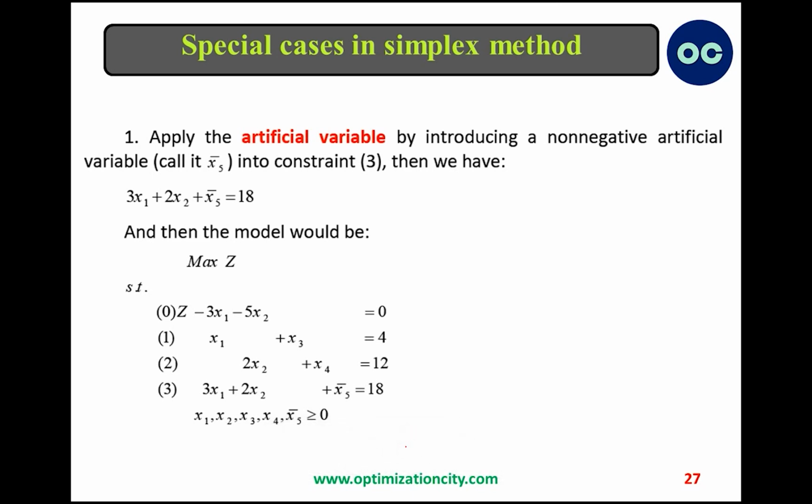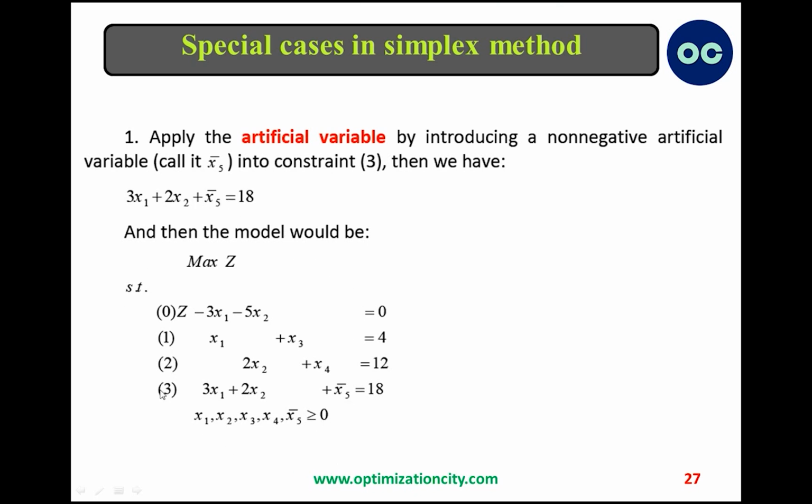What can we do? Here is one way to overcome this difficulty. To get an initial basic feasible solution, you can create an artificial variable x5 bar. You can do this by making two changes in the original model. Add an artificial variable, call it x5 bar, to constraint 3 and make sure it's non-negative. So the new constraint will be here, and this model would be as follows.